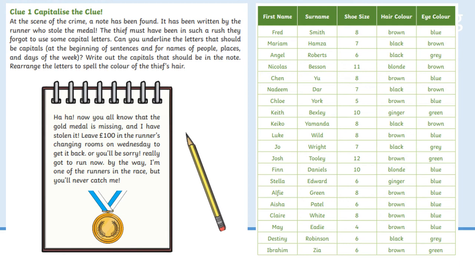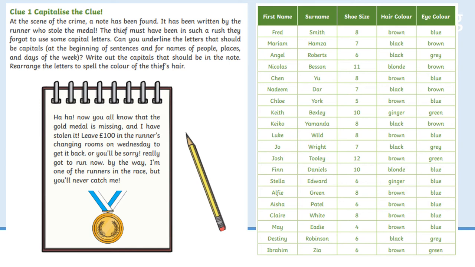Clue one, capitalize the clue. At the scene of the crime, a note has been found. It has been written by the runner who stole the medal. The thief must have been in such a rush they forgot to use some capital letters. Can you underline the letters that should be capitals at the beginning of the sentences and for the names of people, places and days of the week? Write out the capitals that should be in the note. Rearrange the letters to spell the colour of the thief's hair.